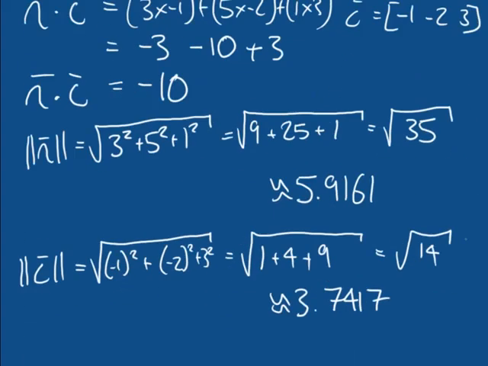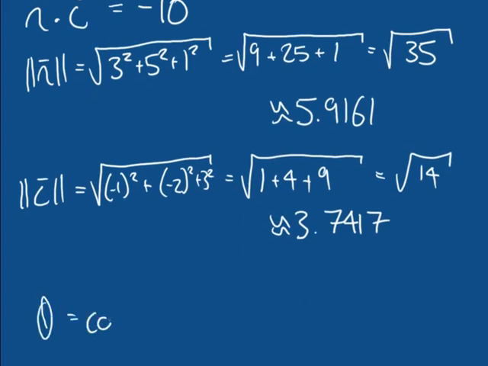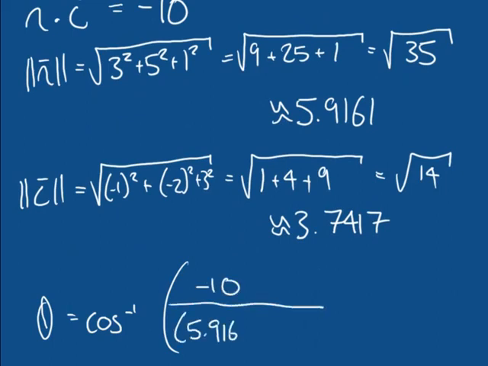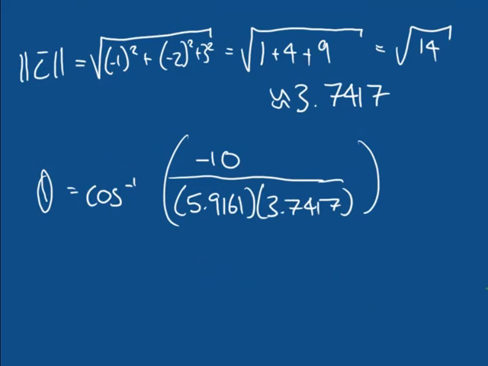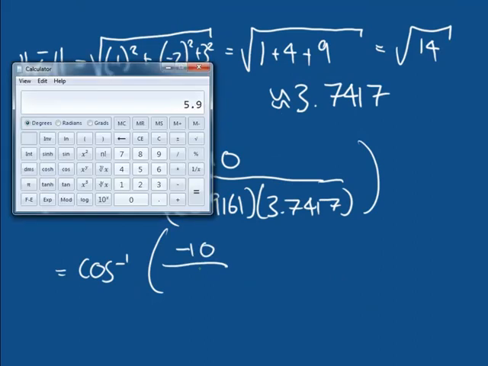So we need to find theta, which is equal to the inverse cosine of n dot c, which was negative 10, divided by 5.9161, the length of n, times 3.7417, the length of c. Fantastic. Which is equal to the inverse cosine of minus 10 over 5.9161 times 3.7417. So that's 22.1363.